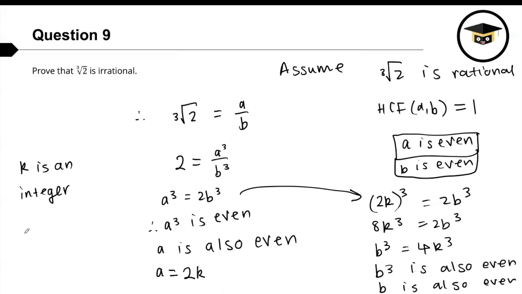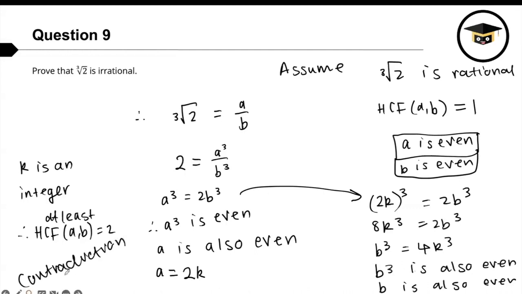Therefore the HCF, the highest common factor of A and B, is equal to 2, or we can say at least 2. And therefore, we have a contradiction. What does that mean? It means our assumption that the cube root of 2 is rational is incorrect. And therefore, we can say that the cube root of 2 is irrational. So hopefully that makes sense.